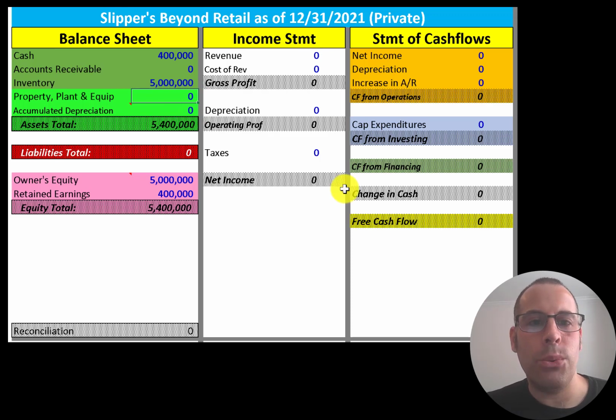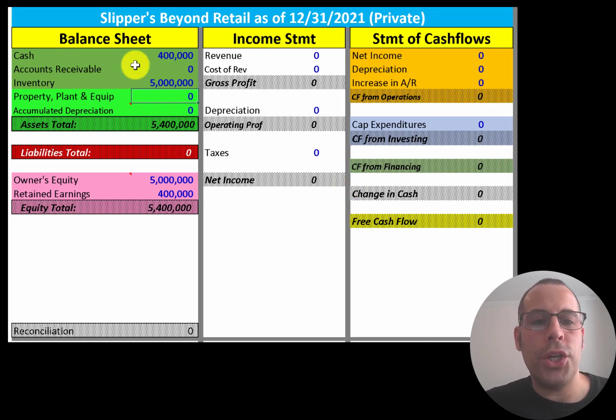Once again this year, Walmart wants all our inventory. So we have $5 million of inventory. Even though we paid $5 million for the inventory, we're selling it to Walmart for $10 million because we made the slippers really nice. We added designs, we added colors, and that's why we're able to mark it up.